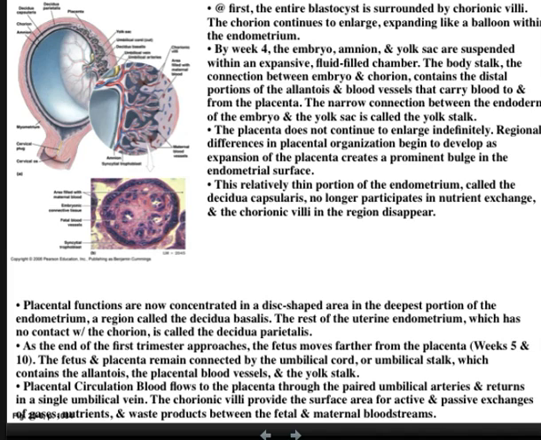At the end of the first trimester, the fetus moves further from the placenta. This happens between weeks 5 and 10. The fetus and placenta remain connected by the umbilical cord or stalk, which contains the allantoic and placental blood vessels and the yolk stalk. Blood flows to the placenta through paired umbilical arteries and returns in a single umbilical vein. The chorionic villi provide surface area for active and passive exchanges of nutrients and waste products between the fetal and maternal blood circulation.